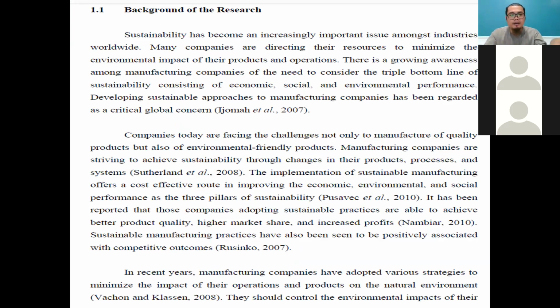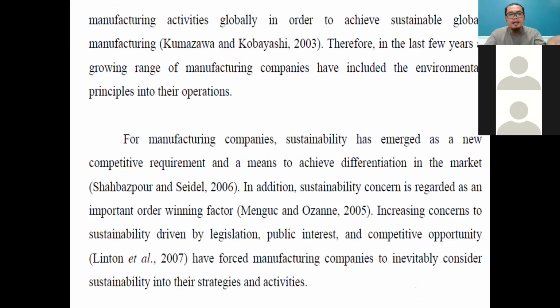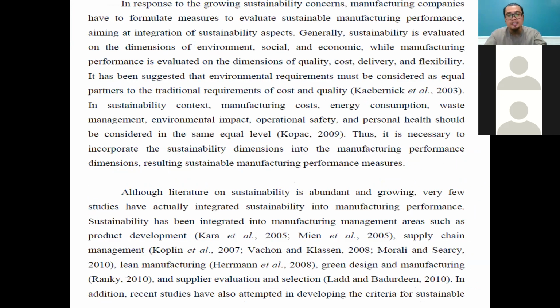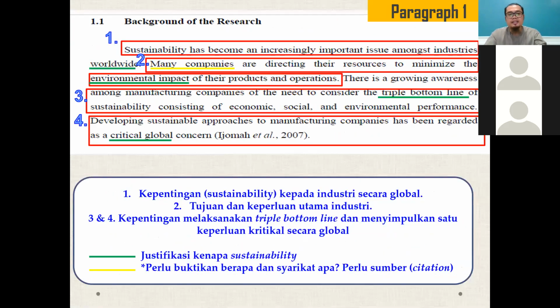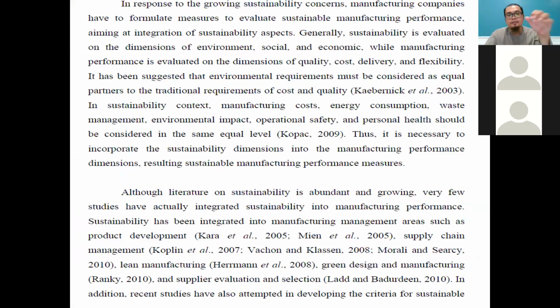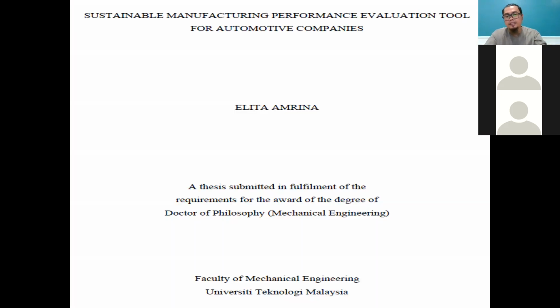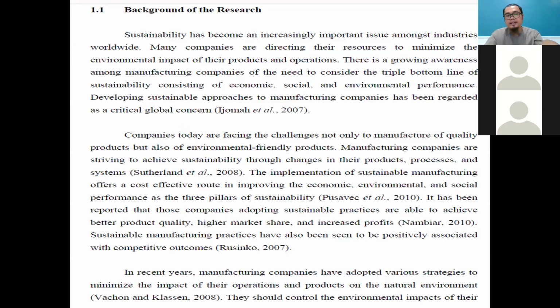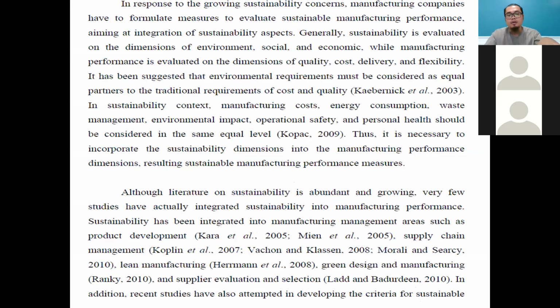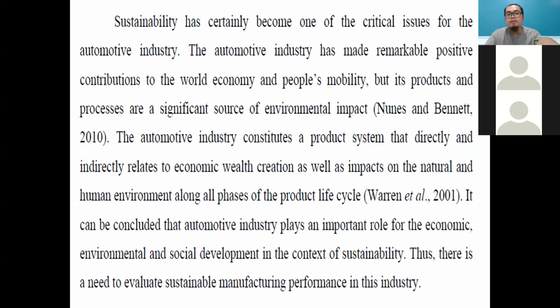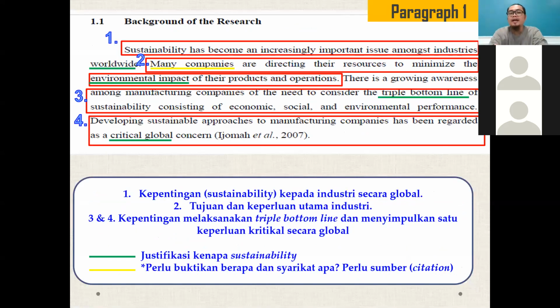One paragraph, two, three paragraph, four, five, six, seven, eight paragraphs. From this study by Elita Amrina, the section on the research background has 8 paragraphs. We go through paragraph by paragraph. This is paragraph number 1. They explain based on their title and reflect in their title: sustainable performance measures. The first word they start with is sustainability.